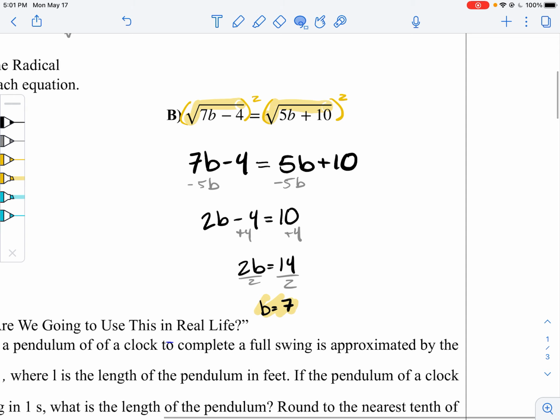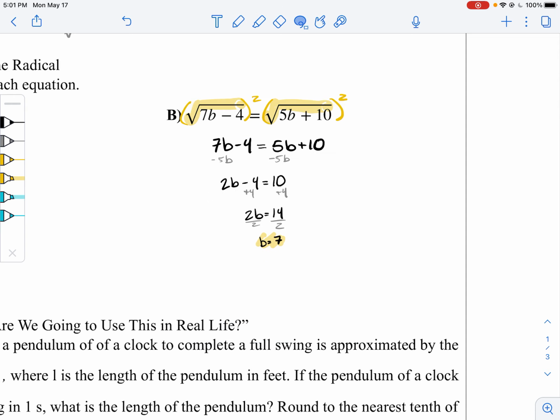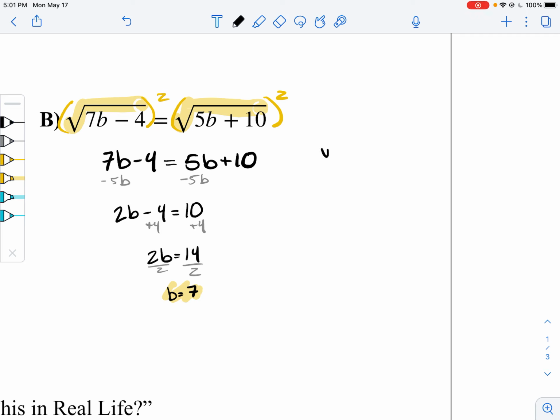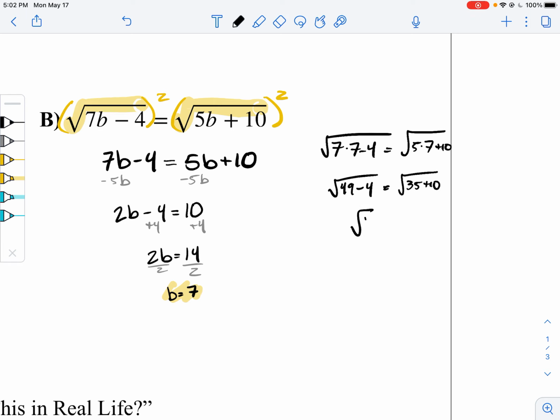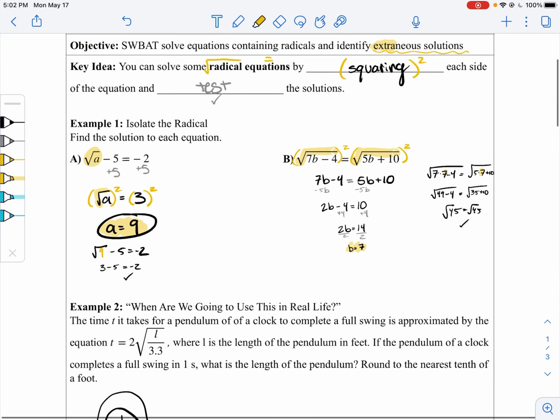Does that make this true? Okay. Let's go back to our original equation. Is it true that the square root of 7 times 7 minus 4 equals the square root of 5 times 7 plus 10? Well, I have news for you. The square root of 49 minus 4 is equal to the square root of 35 plus 10, because the square root of 45 is the square root of 45. Super duper. So we plug 7 back in for b. And we got him. Cool.